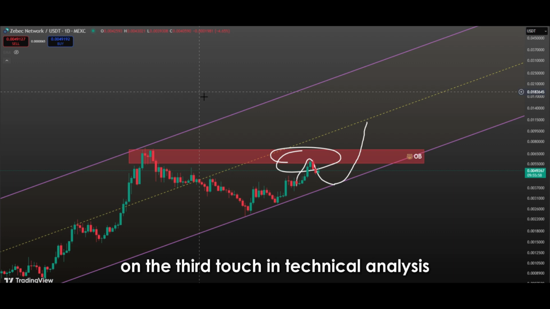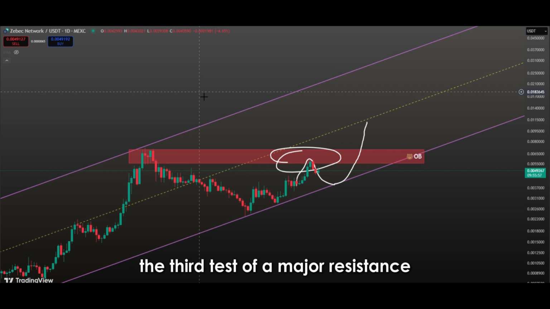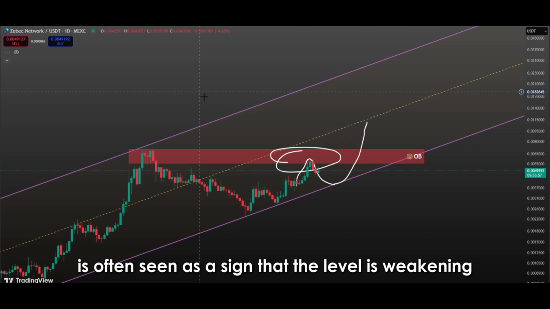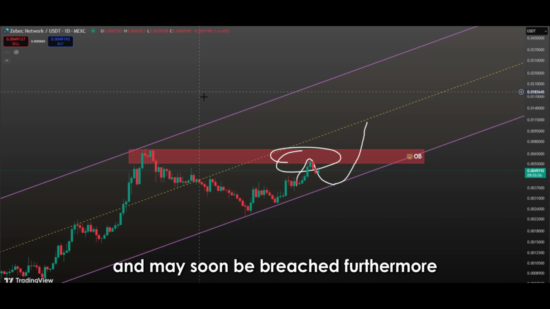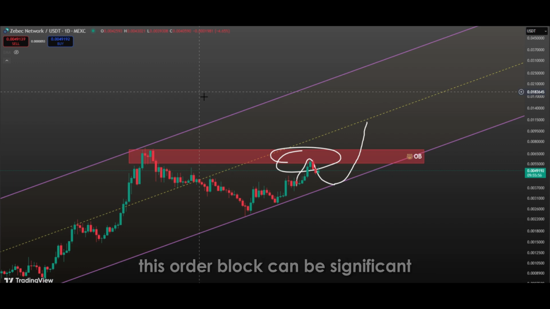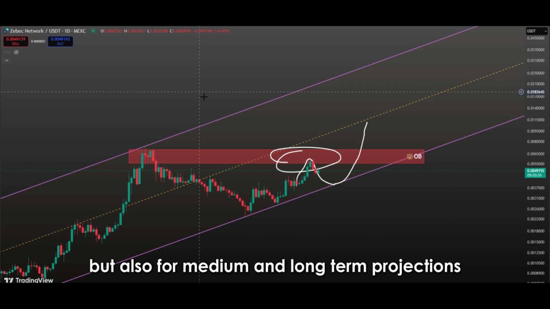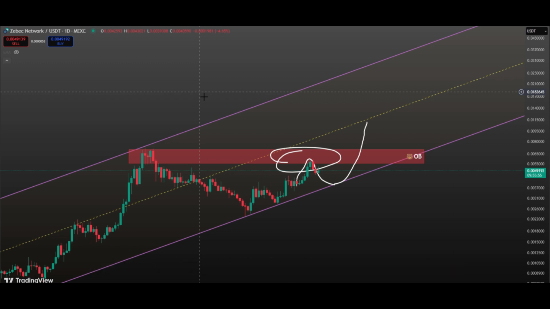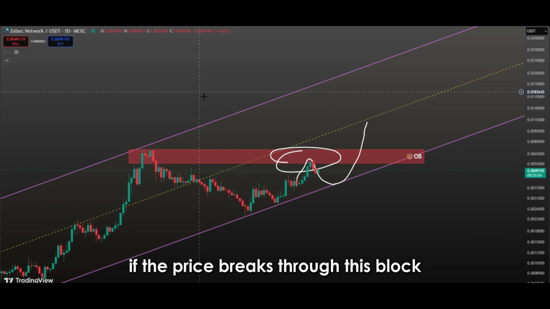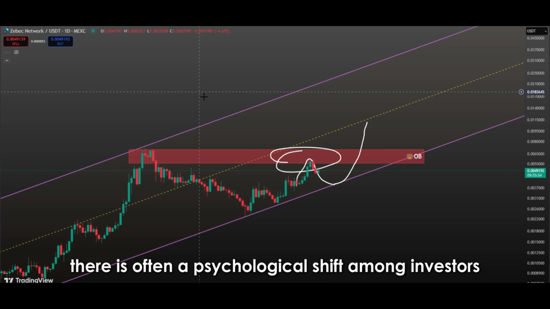In technical analysis, the third test of a major resistance is often seen as a sign that the level is weakening and may soon be breached. Furthermore, this order block can be significant not only in the short term, but also for medium and long-term projections. If the price breaks through this block, there is often a psychological shift among investors.